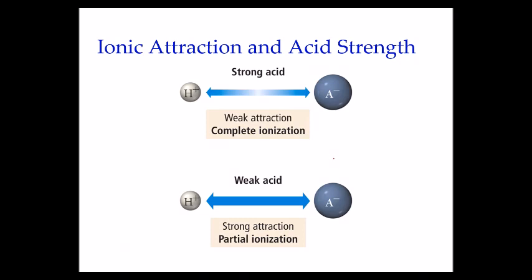So here, showing a diagram, the weak attraction. If it's not holding on to it very well, it's going to do the ionization, complete ionization. Where if it has a strong attraction, it's only going to let go a little bit of it, so it's going to let only a very small fraction of the particles actually ionize into H plus and A minus, which would be the anion.